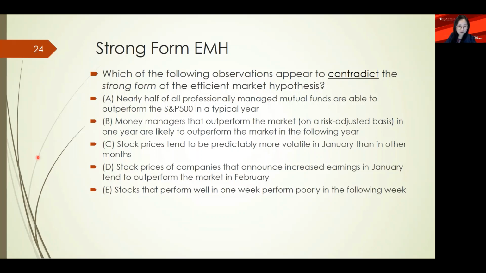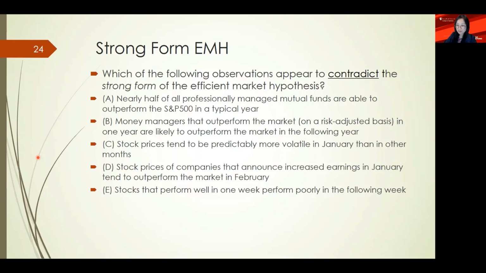First one, nearly all of the professionally managed mutual funds are able to outperform the S&P in a typical year. Again, if they are considered professional managers, they have private information. By random chance, some of them will outperform in a given year, some of them will underperform. It says nothing about alpha. Alpha has to be persistent, consistent across time. So it's not evidence against EMH, okay? Just by random chance, you will see that.